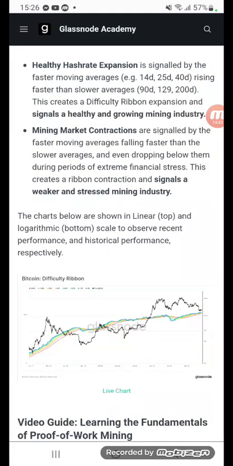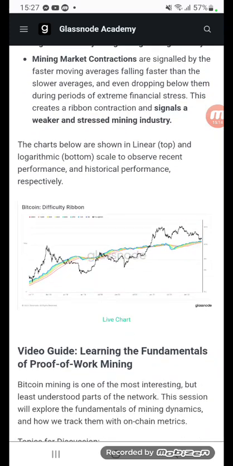Healthy hash rate expansion is signaled by the faster moving averages, e.g. 14 days, 25 days, 40 days, rising faster than the slower averages, 90 days to 200 days. This indicates difficulty-driven expansion and signals a healthy and growing mining industry. Mining market contractions are signaled by the faster moving averages falling faster than the slower averages, and even dropping below them during periods of extreme financial stress. This is known as a ribbon contraction and signals a weaker and stressed mining industry.